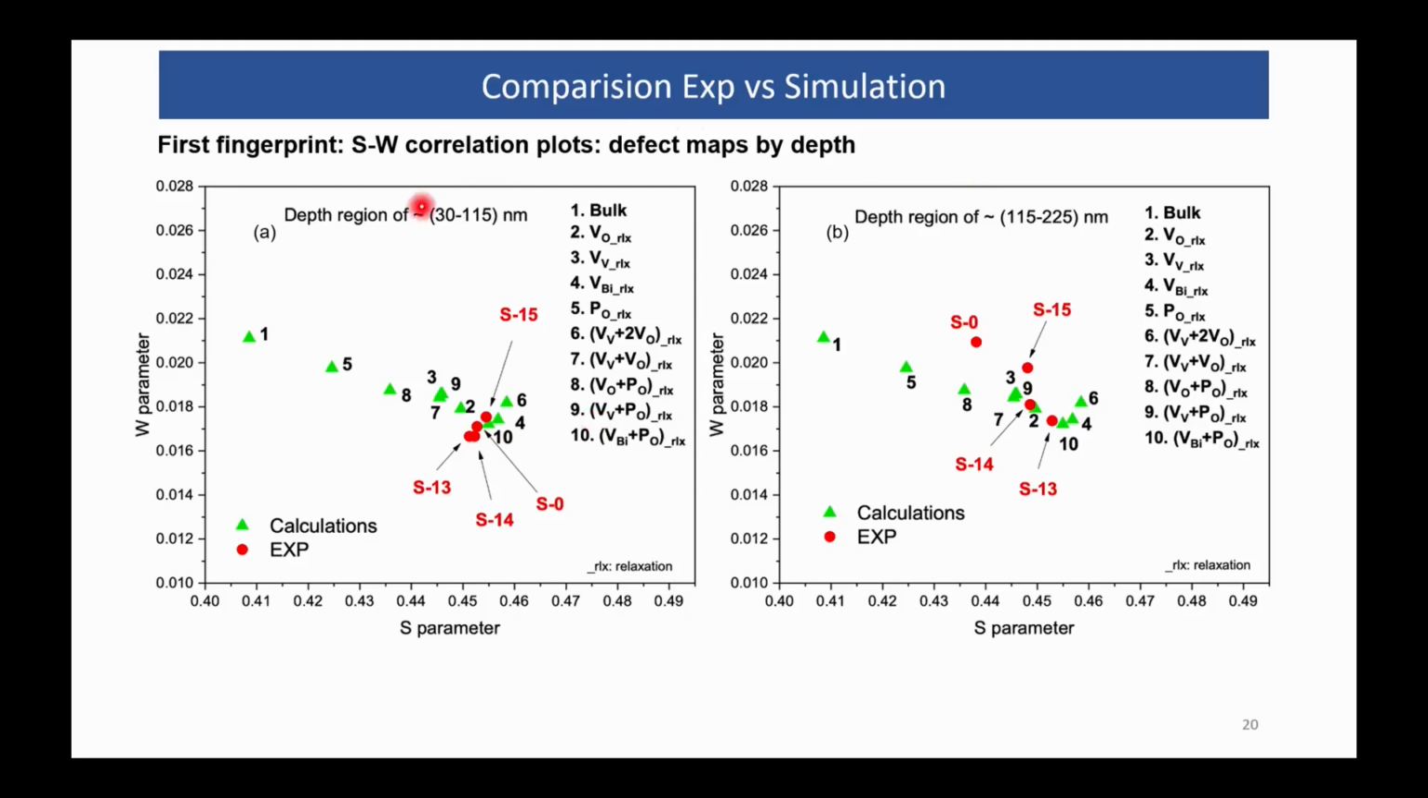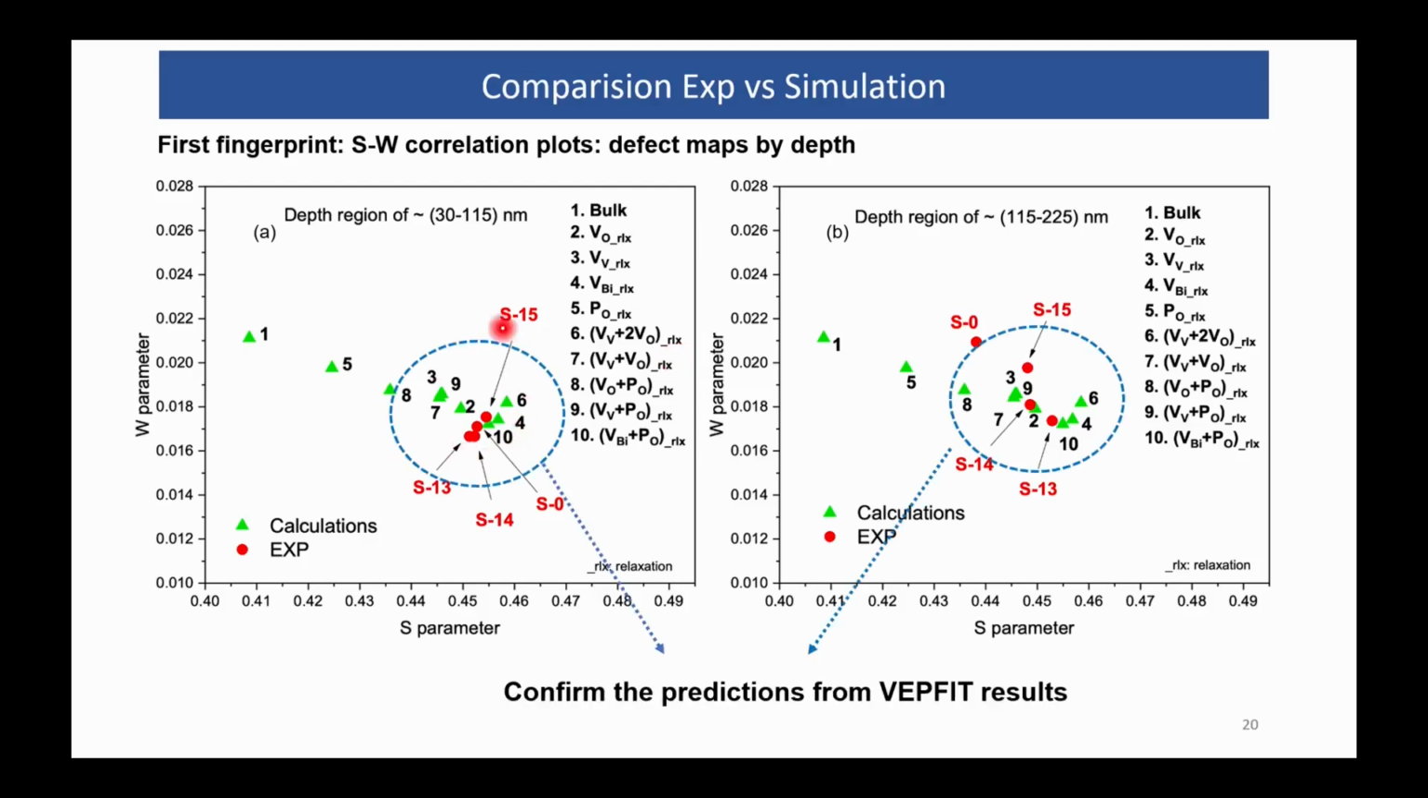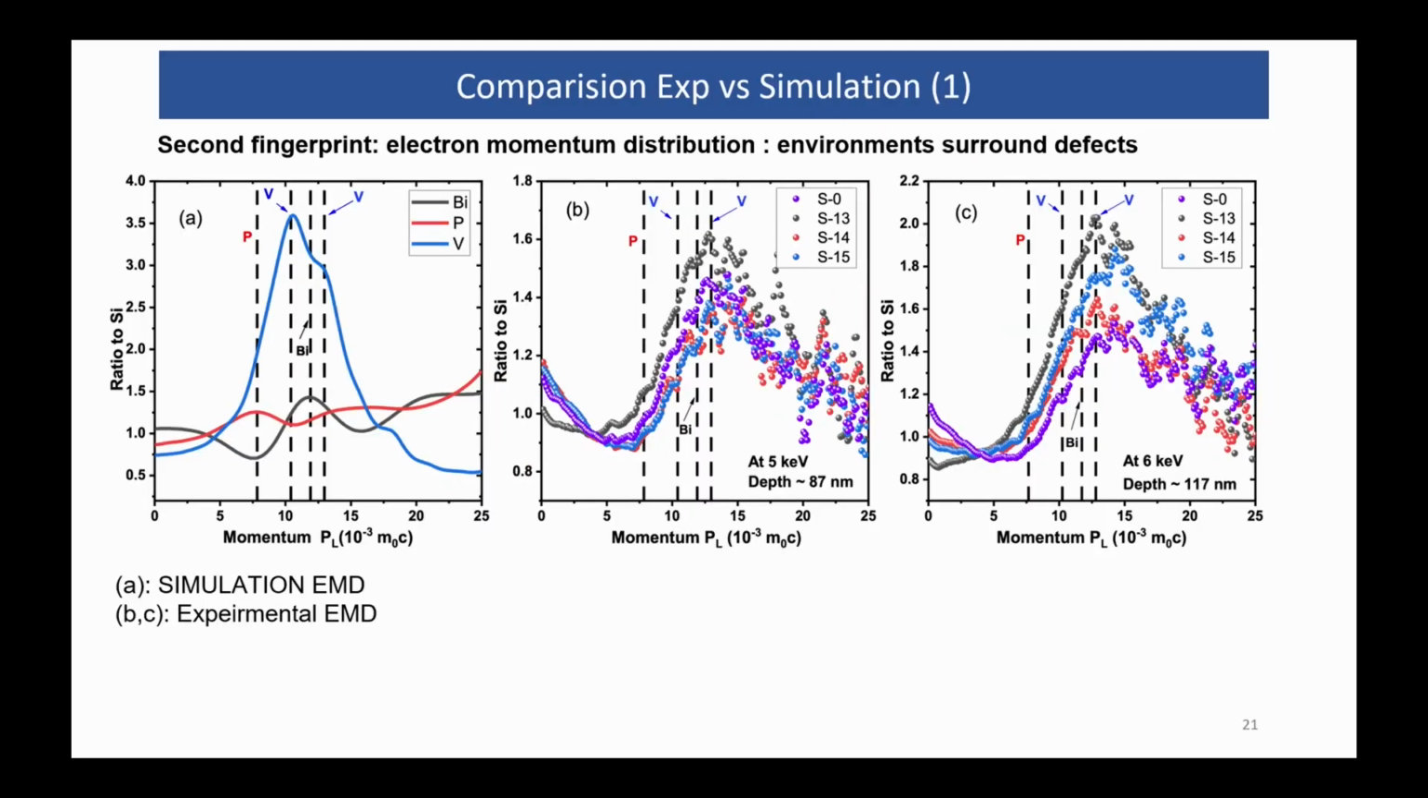So for the first fingerprint, we need to compare between experiment and simulation. I call this a defect map by depth, because we take the region from this range and this range, and we see that the experiment is quite near to the calculation result. And we confirm some prediction from the web fit result.